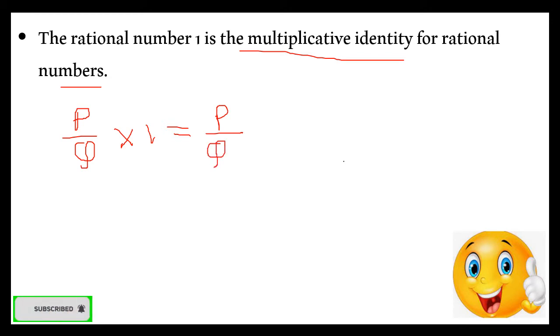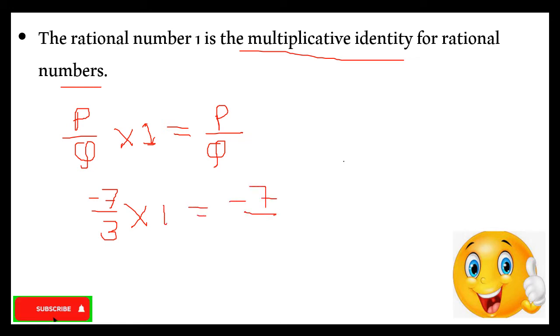That's why we say that 1 is the multiplicative identity, because it doesn't change the value with which you are multiplying 1. If you take minus 7 upon 3, you do multiply with 1, the result is minus 7 upon 3. So this is what we understand the multiplicative identity of a rational number, that is 1.